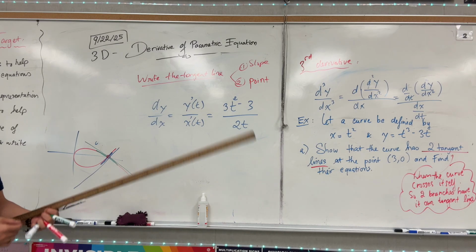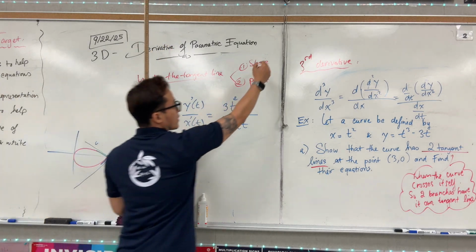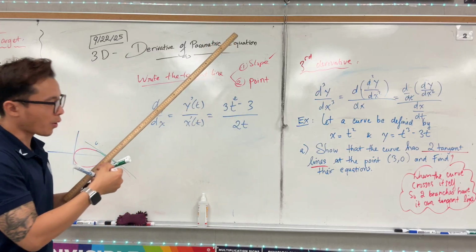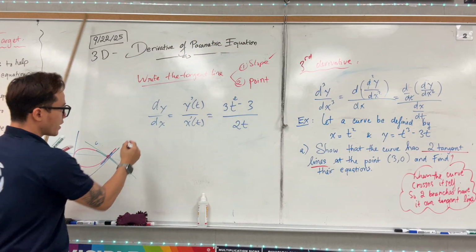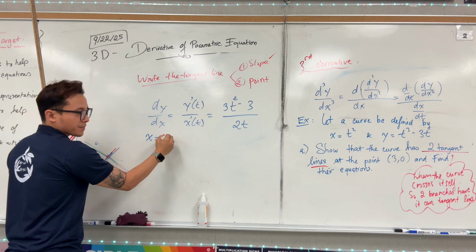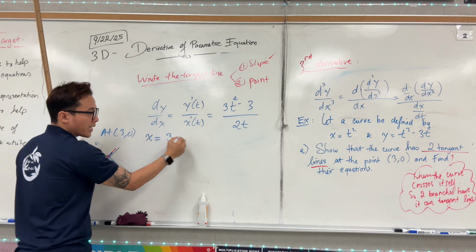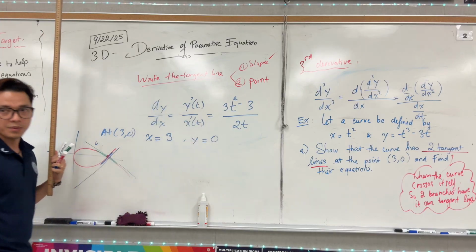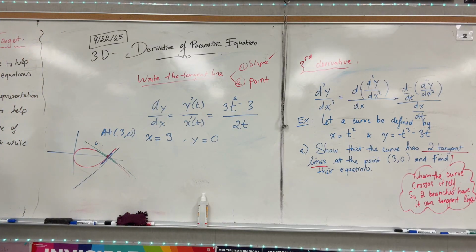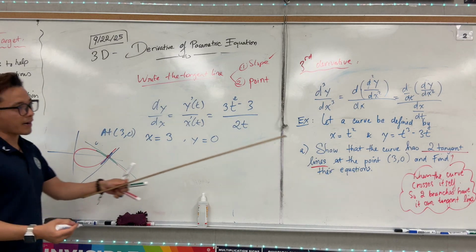What is the point they want you to find? So we did the slope. What about the point? The point is (3, 0). That means x is 3 and y is 0. So what are you going to do? Plug it back into the original. Very good.